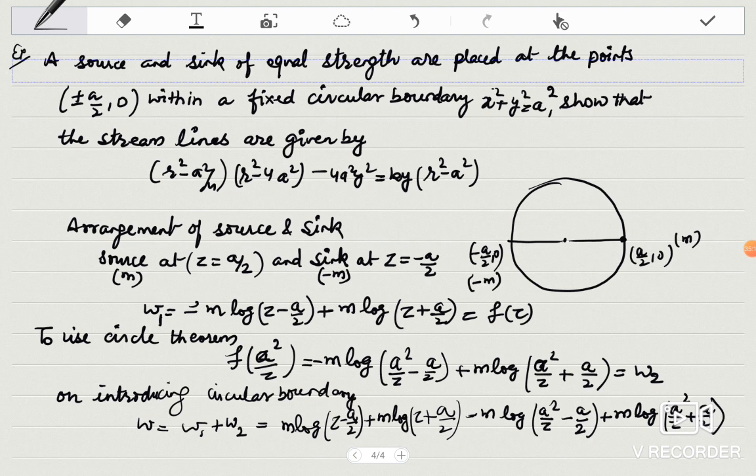So this is the use of circle theorem. You may also use the image system. You may also use the circle theorem. It is the beauty of the circle theorem that you do not have to write the images, and then the complex potential according to the image system. Rather, you just write the complex potential before the circle, take its complex conjugate, add the two, and get the complex potential in case a circular boundary is present, and then solve and get your streamlines and potential lines.